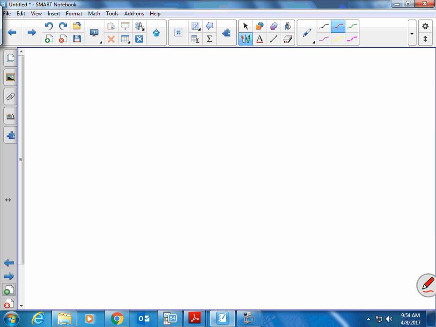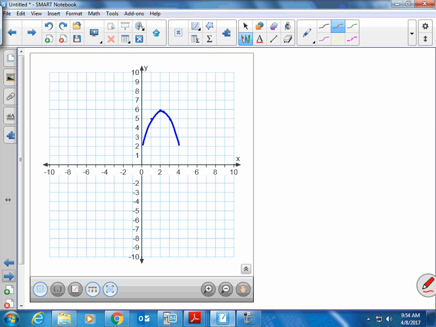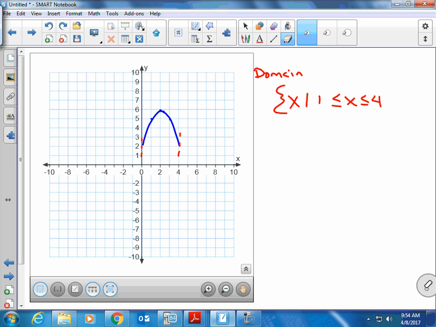Okay, let's try another one. Actually, I think I've got one. There we go. Domain and range. Use set notation. Domain. Set notation. Set of all x's, where x is what? Smallest x value is 0, largest x is 4. Where x is less than or equal to 4 and greater than or equal to 1. Nope, 0. Okay, so there's my domain.